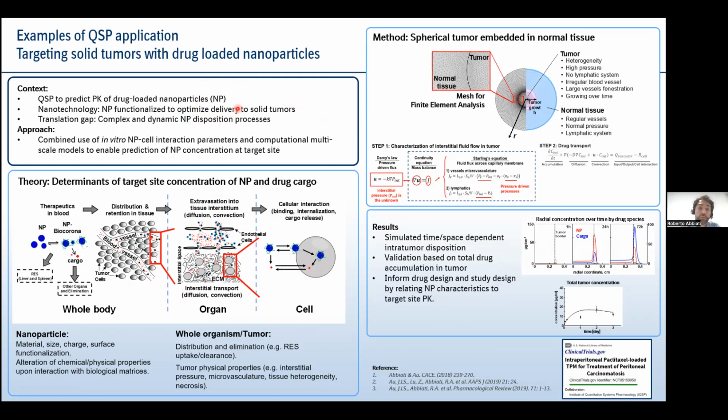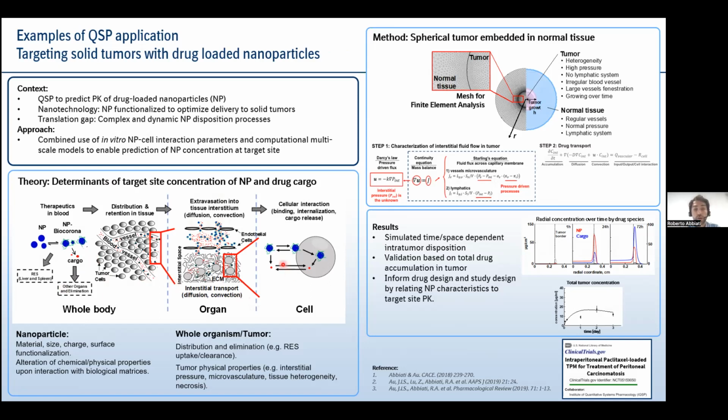And of course, this is important because one of the factors in targeting solid tumors is the difficulty of bringing the drug to the actual tumor site. In order to tackle this problem, very often we utilize nanoparticles that have very specific characteristics to target this tumor. But then the question is, how can we predict the time and the penetration of this nanoparticle into the tumor? So what we can do is to try to reconstruct the full process of drug transport to the target site.